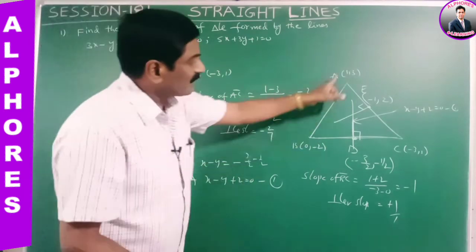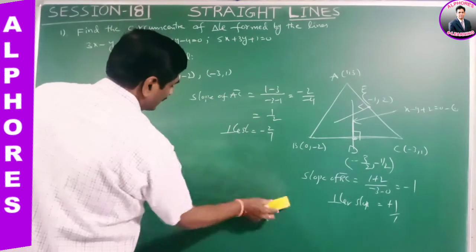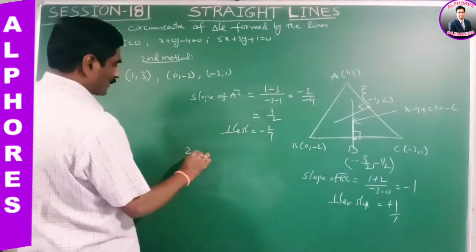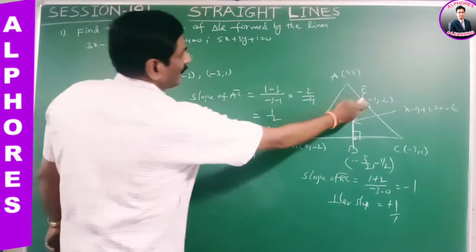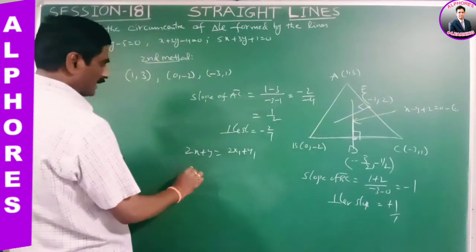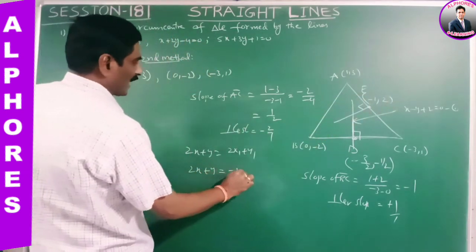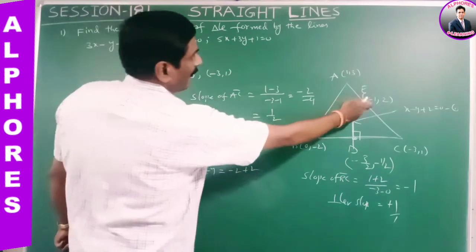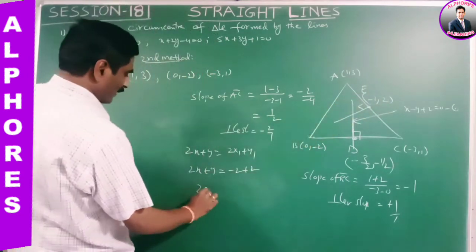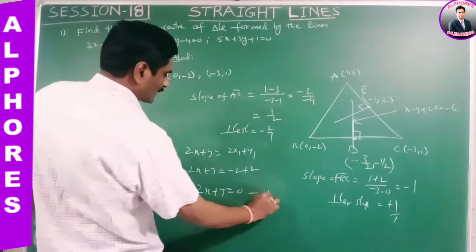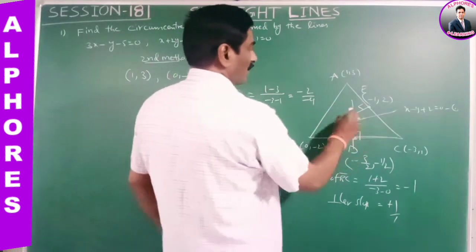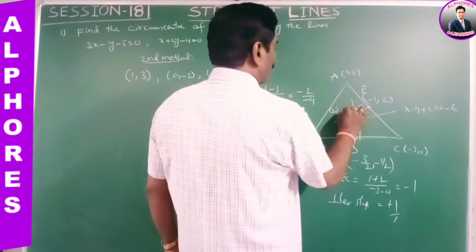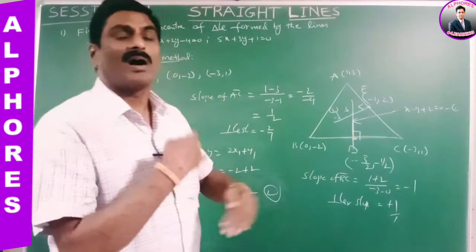So the equation of the perpendicular bisector of AC is 2x + y = 2x1 + y1. What are the values of x1, y1? (-1, 2). That means 2x + y = -2 + 2. The -2 and 2 cancel, so 2x + y = 0. Say this is equation number 2. By solving these two lines, equation 1 and equation 2, we get the circumcenter. It is the alternative method.